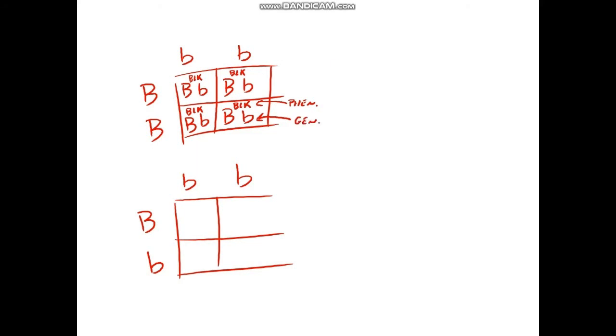For the phenotypic ratio, we have four black-furred puppies to 0 of anything else. That reduces down to a 1 to 0 phenotypic ratio. For the genotypic ratio, we have four heterozygotes to 0 of anything else. That reduces down to a 1 to 0 genotypic ratio. So in this case, the two ratios will be the same.